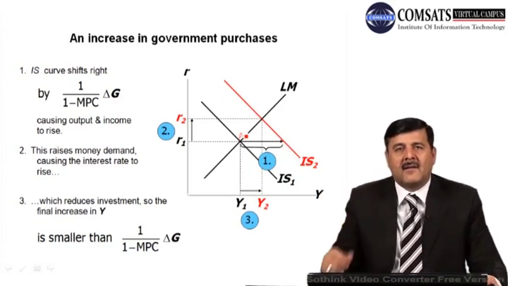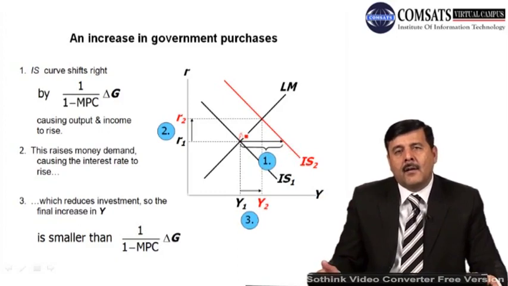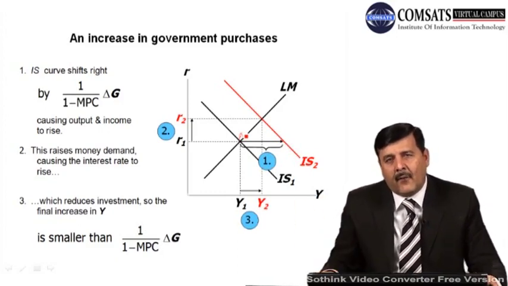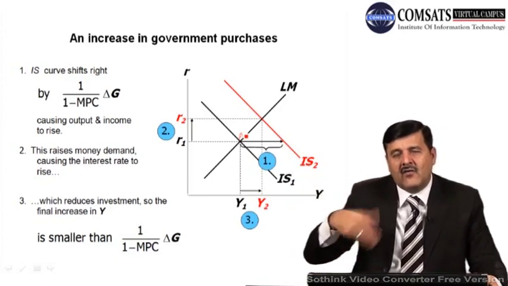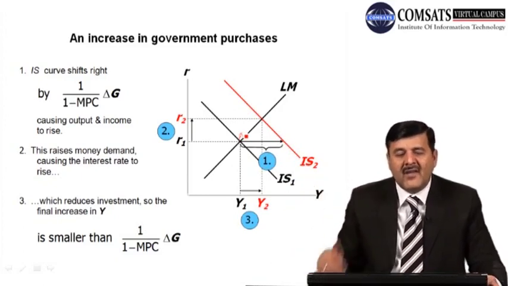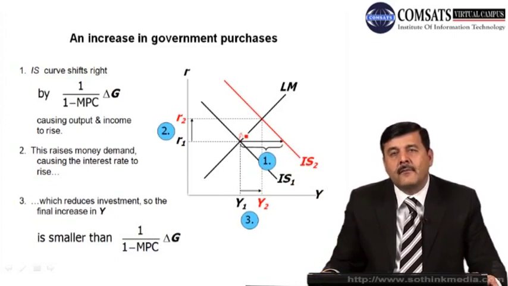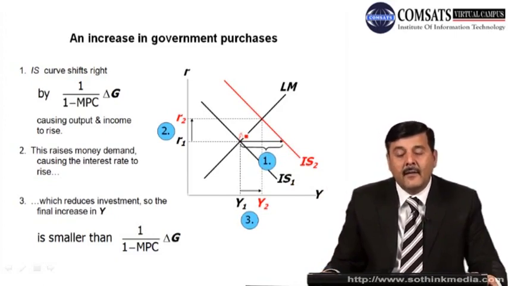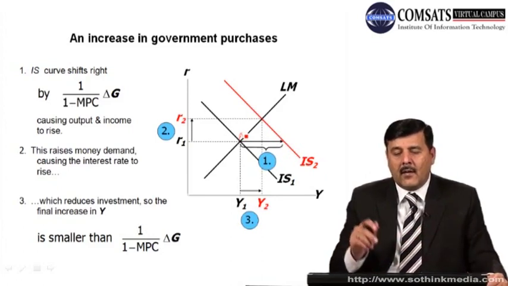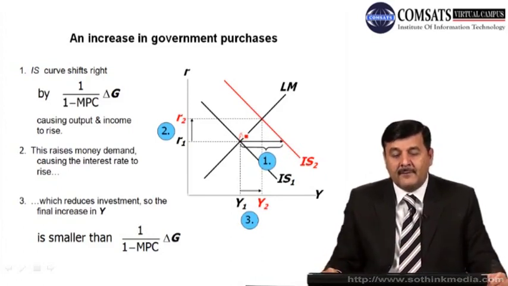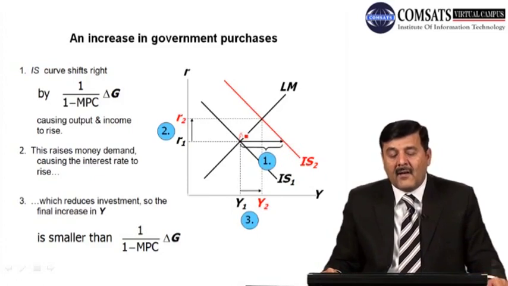If government purchases increase by 1%, income increases by 5 times as much. So income is multiplied by the change in government purchases. This will bring a shift in the IS curve to the right side. Now if we keep the same interest rate, this raises money demand and causes the interest rate to rise.